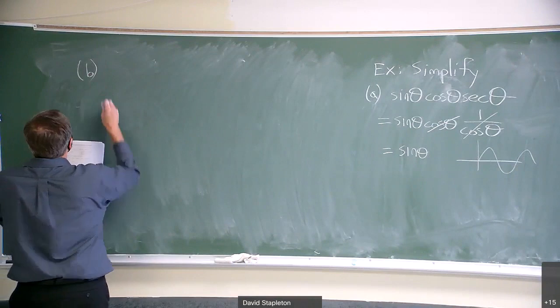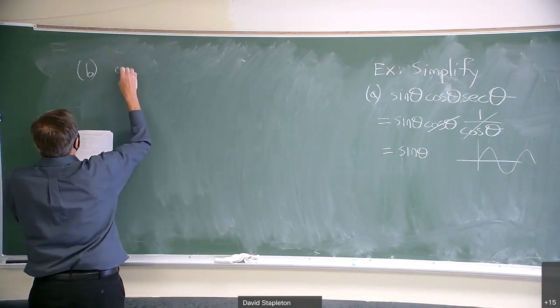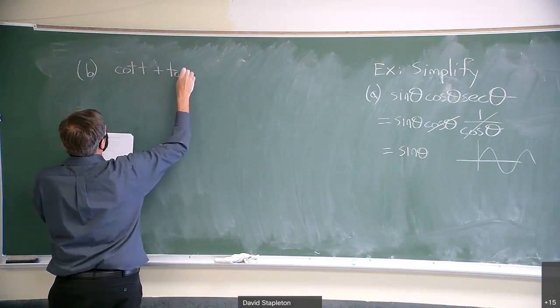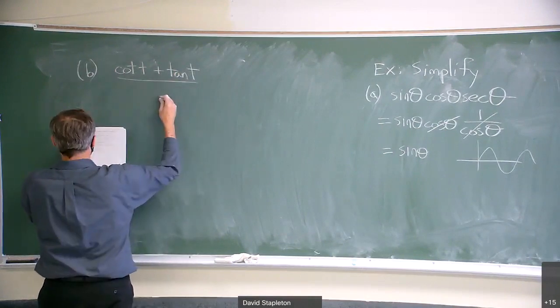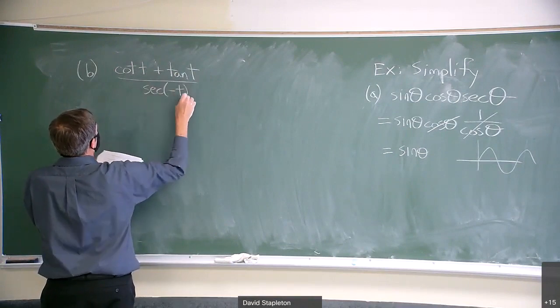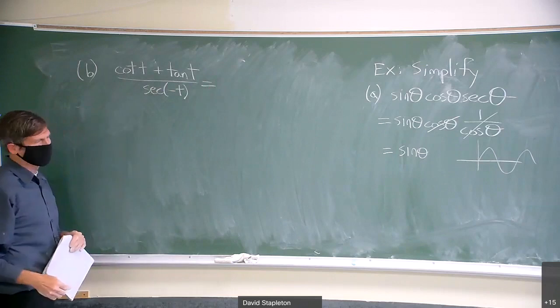Suppose I took cotangent T plus tangent T over the secant of minus T. How could I simplify that using my rules of thumb?